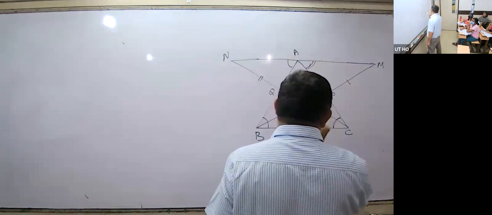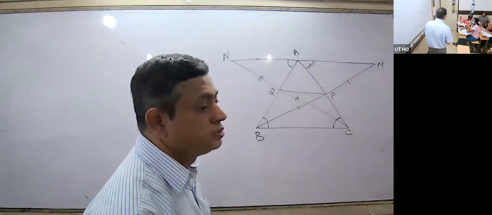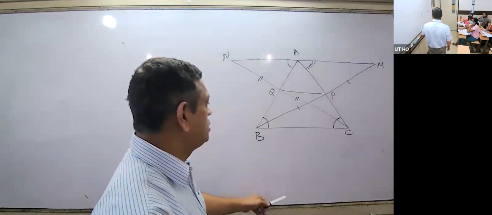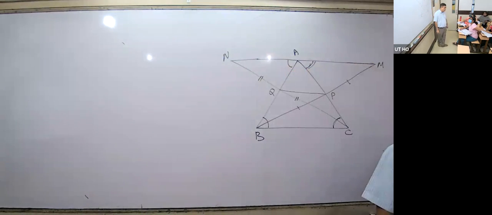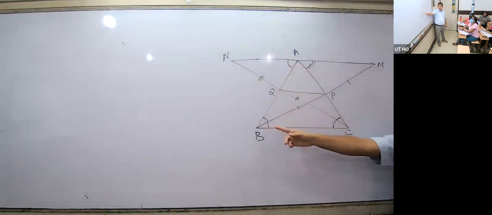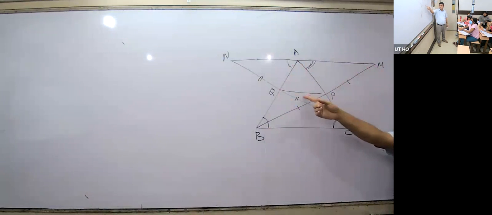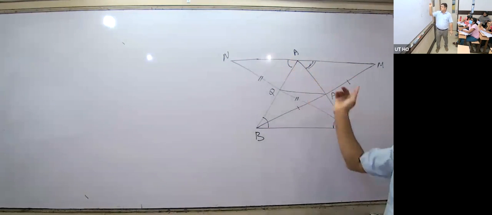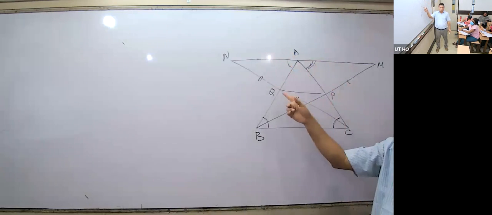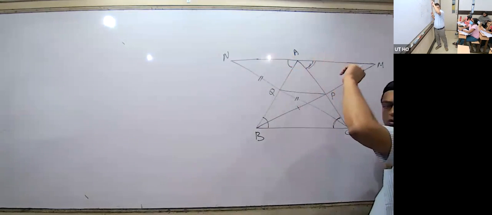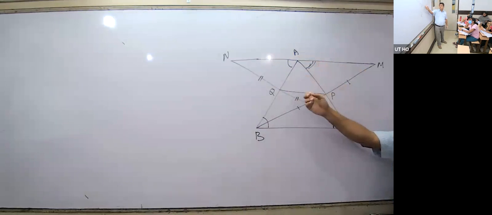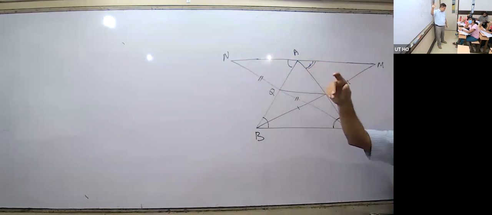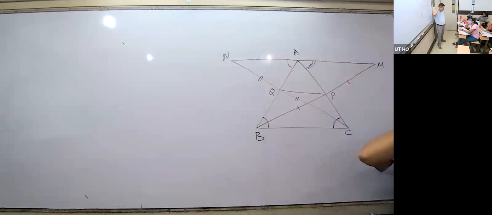So instead of congruence, suppose I draw this one. Correct, QP is parallel to BC. Consider triangle BAM. Q is the midpoint of AB and P is the midpoint of BM. Therefore PQ is parallel to AM and PQ is equal to half of AM. Consider triangle CAN. P is the midpoint of AC and Q is the midpoint of AB. Therefore PQ is parallel to AN and PQ is half of AN. Are you following? Therefore PQ is parallel to AM and AN, so it will be a straight line. That is the collinear part.